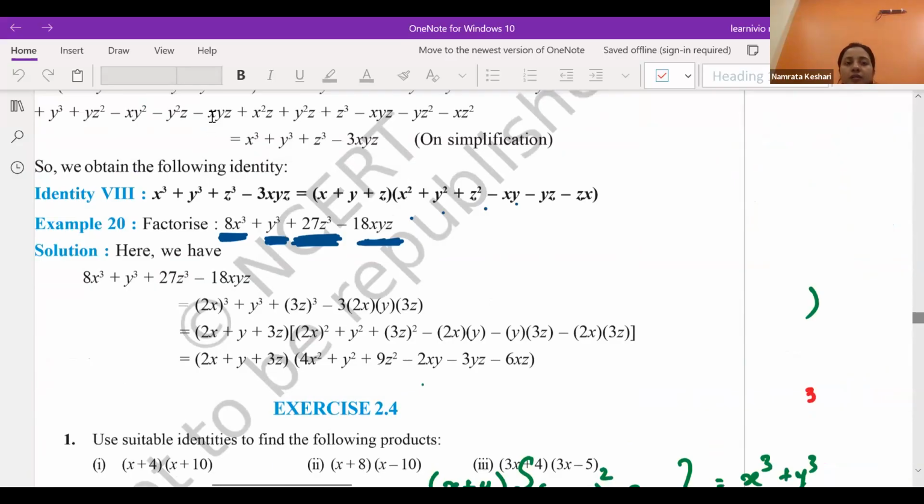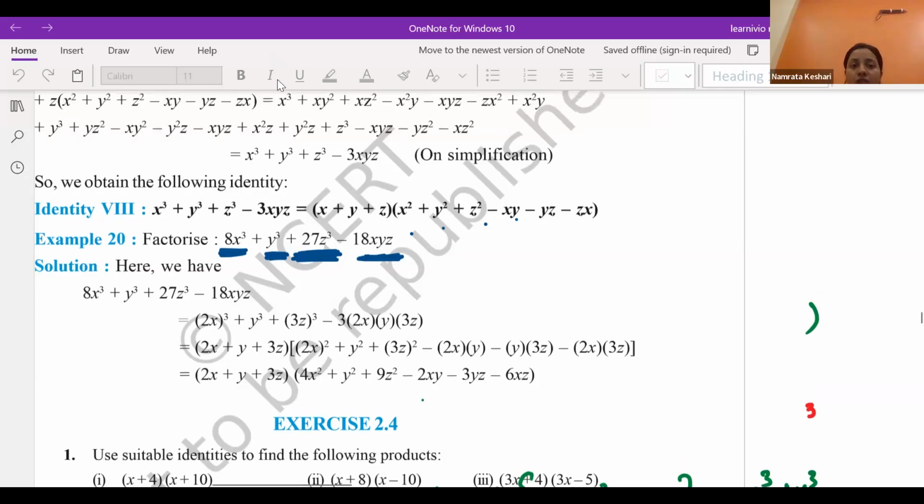This is identity number 8. This is the last identity you are having. Okay. So again, the identity says that x cube plus y cube plus z cube minus 3xyz is equal to (x plus y plus z) in one bracket. And in another bracket, you can see clearly that you are having x square plus y square plus z square minus xy minus yz minus zx. Actually, you will multiply the RHS and you will end up getting LHS.